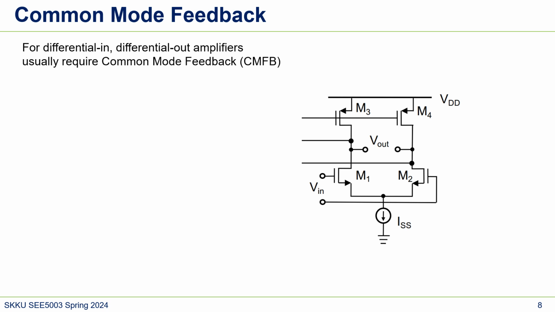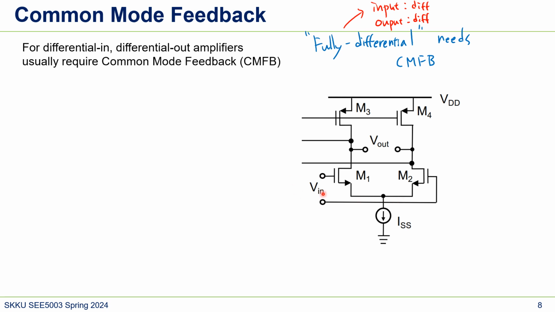For fully differential mode, we need common mode feedback, which is CMFB. It's very widely used. A fully differential amplifier needs CMFB. And what is fully differential? Fully differential means the input is differential and the output is also differential, right? You see that the input is differential and the output is differential. So for a fully differential amplifier, we need this common mode feedback.